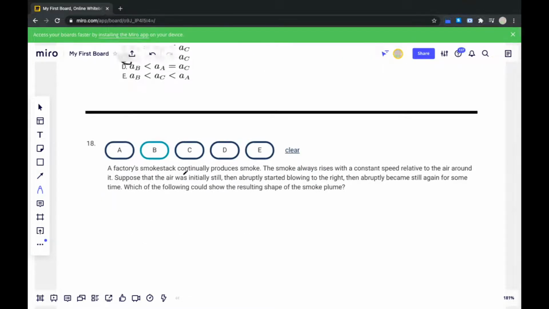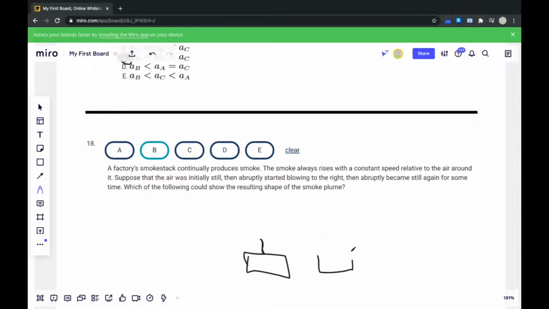Problem 18, we have a factory that's producing some smoke, and the smoke rises at constant speed relative to the air around it. We know that the air is initially still, but then starts blowing to the right and then becomes still again. We want to find the shape of the smoke. Let's draw the factory first. This is the thing that's emitting the smoke. At the beginning, it's going to be just a straight line because the air is still, so it's not pushing the smoke.